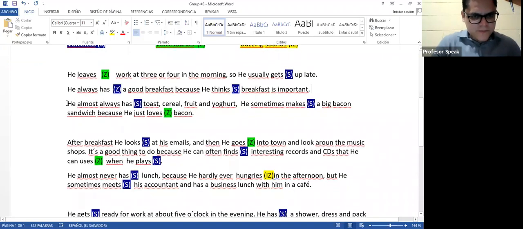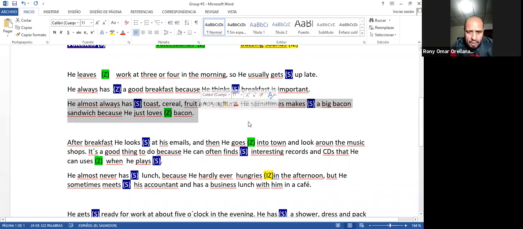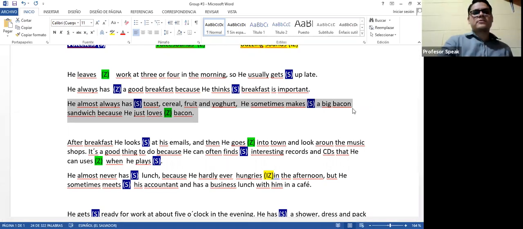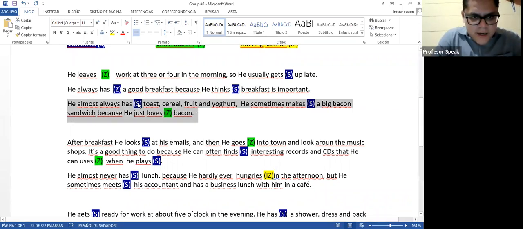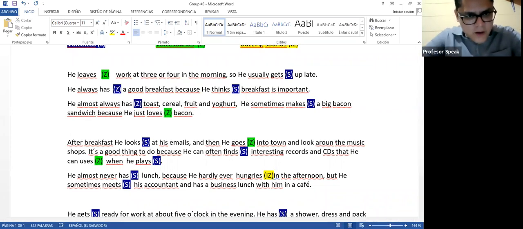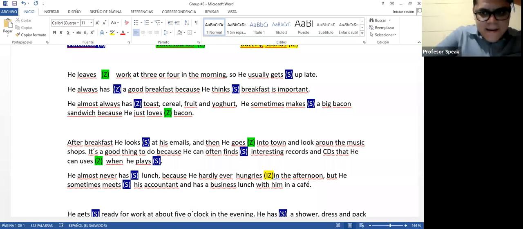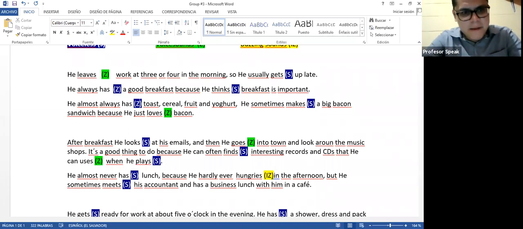Continue, Ronnie. He always toast, cereal, fruit, and yogurt. He sometimes makes a big bacon sandwich because he just loves bacon. Okay, right here, the same mistake. He almost always has toast, cereal, fruit, and yogurt. He sometimes makes a big bacon sandwich because he just loves bacon.